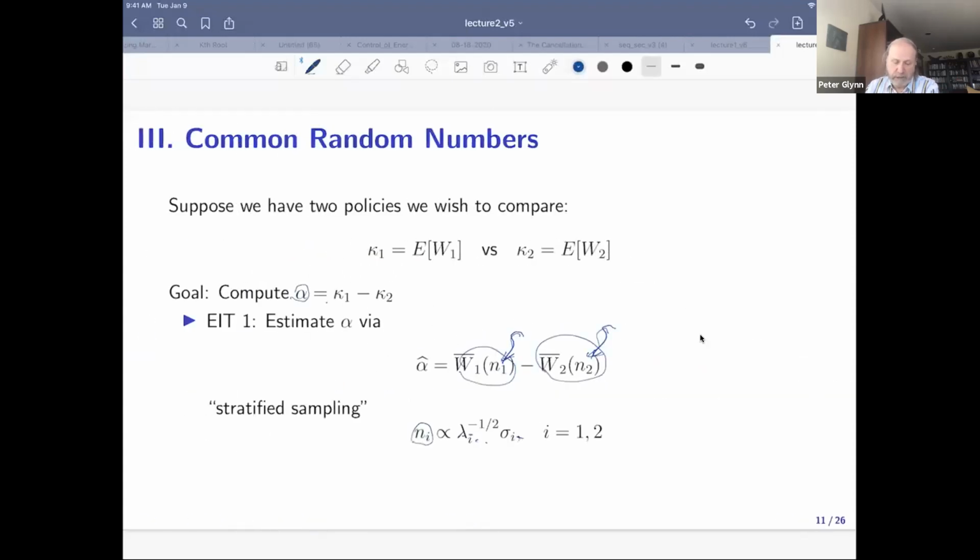So in the first efficiency improvement technique, you're free to use different sample sizes because all of the samples that we use for estimator one are independent of those for estimator two. And since these are completely decoupled calculations, I can run a bigger sample size for one than for the other.